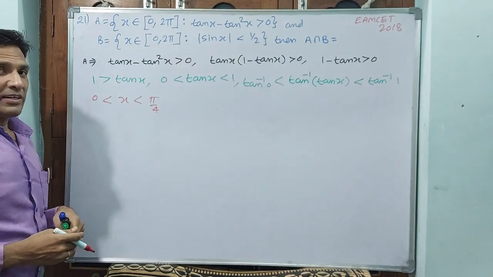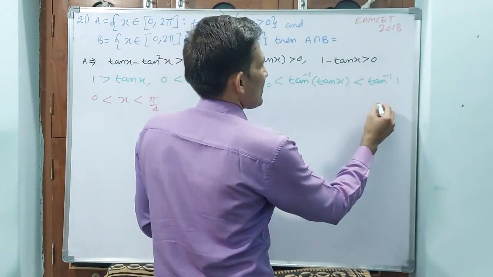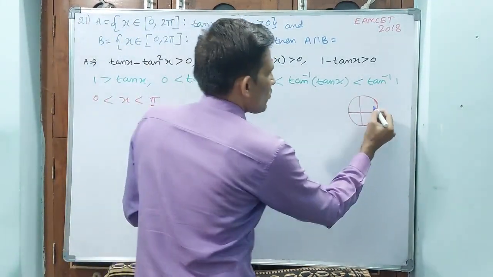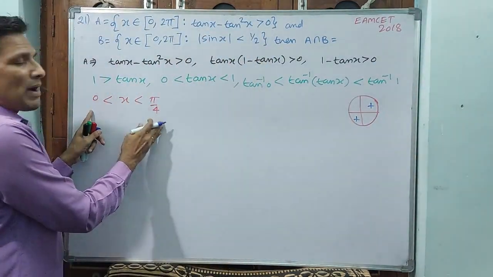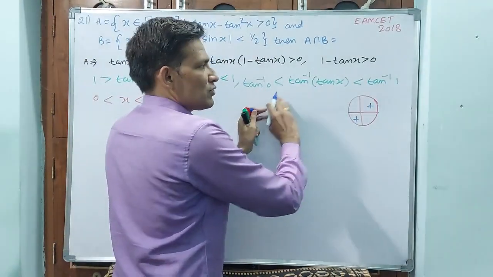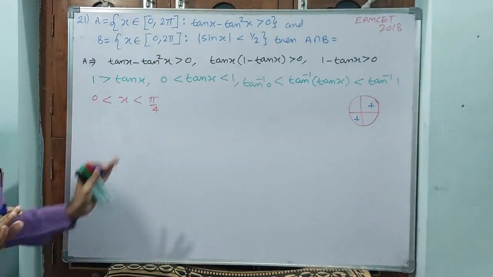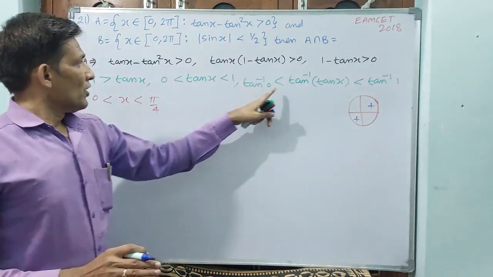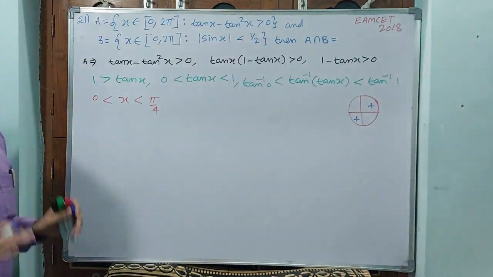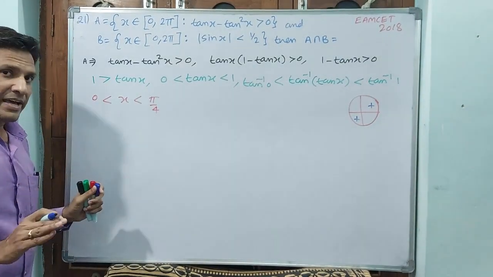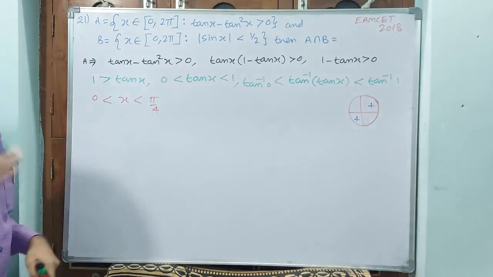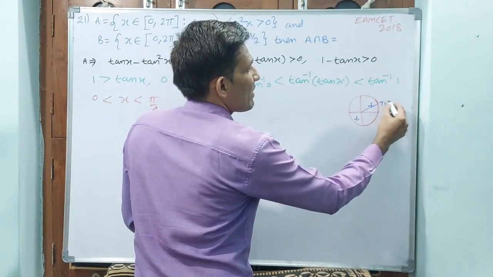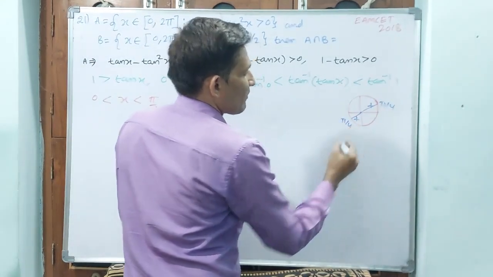But are these values correct? No, not exactly. Why? See, this is a circle diagram for tan. For tan, these two quadrants are positive. 0 to 1 means only positive values are there, no negative numbers. If it were minus 1 to 1, positive and negative would both come. But here tan x from 0 to 1 is a positive value. From here to here, 1 will come at π/4.